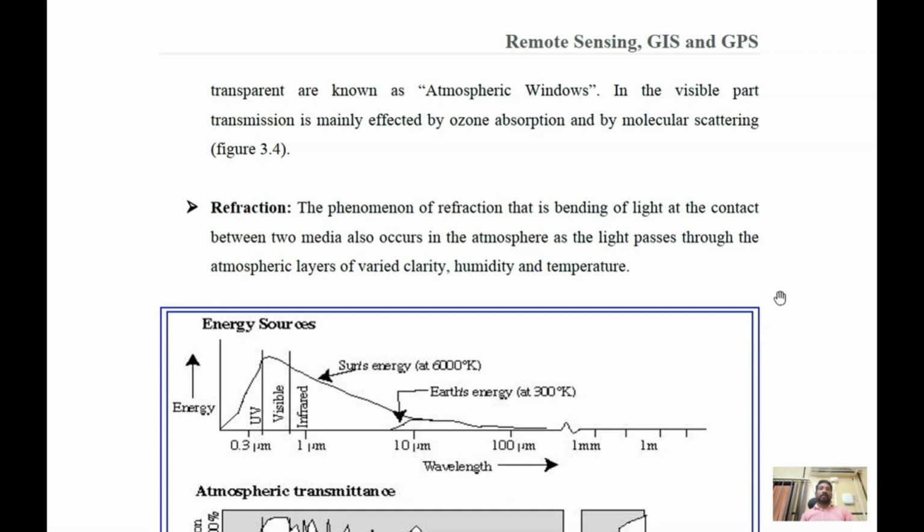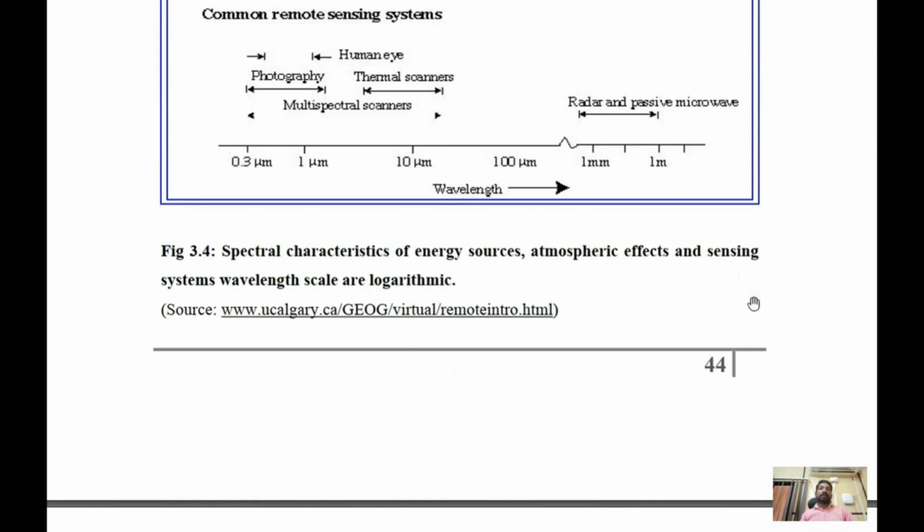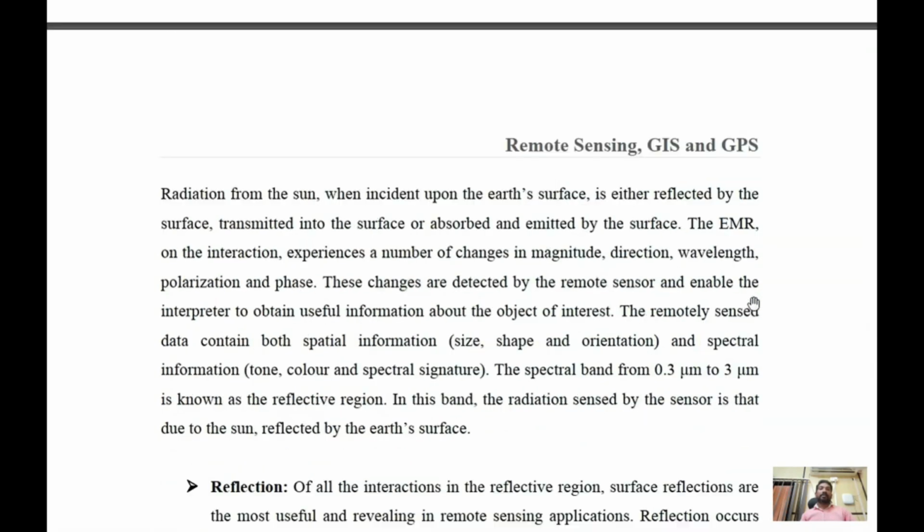Refraction. The phenomenon of refraction, that is the bending of light at the contact between two media, also occurs in the atmosphere as the light passes through atmospheric layers of varied clarity, humidity and temperature.